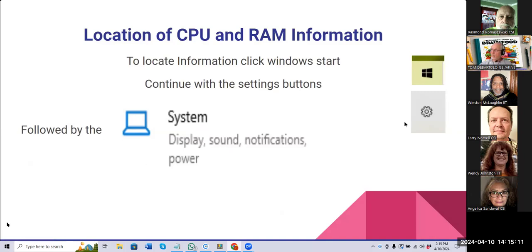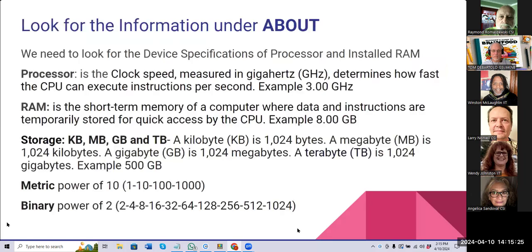Once we hit settings, we're going to have probably a dozen places where we can explore. The one we're concerned with is System. You've got display, sounds, and notifications. Once you get there, you want to look for the information. We're going to find this.